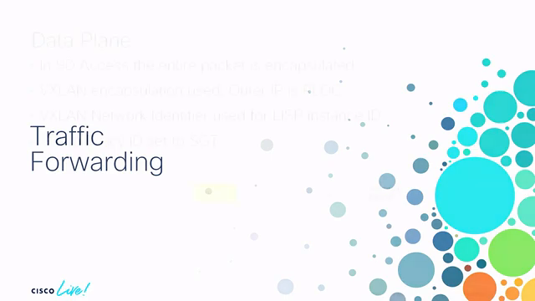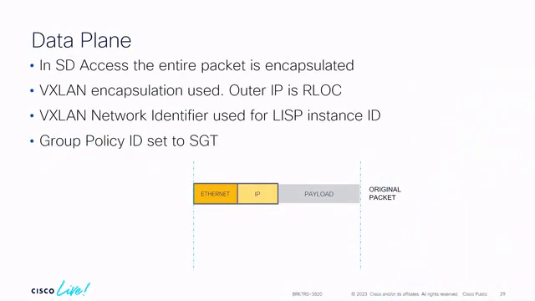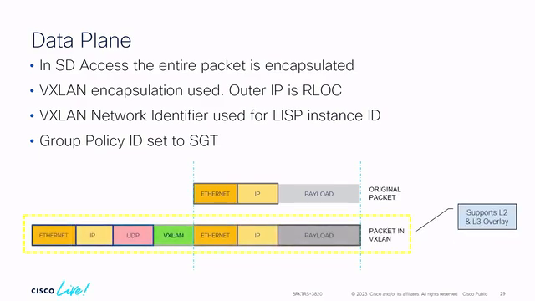So to look at traffic forwarding, as I said, you have your normal packet that you want to transmit through the network. We encapsulate it fully inside VXLAN. So we build a complete new Ethernet header, IP header, UDP. 4789, I think, is the UDP port. There's a specific VXLAN header that we populate with information. And then we encapsulate the entire packet.